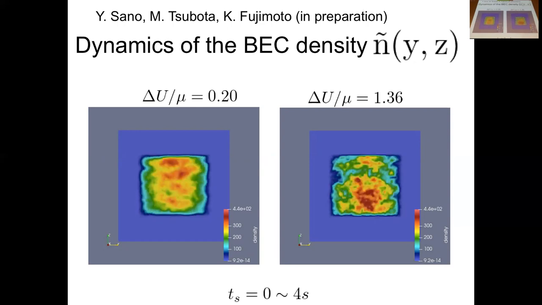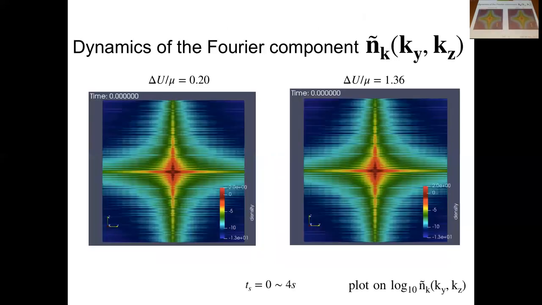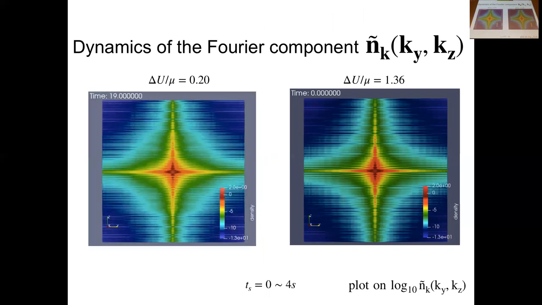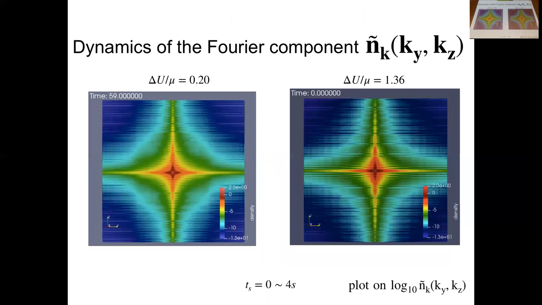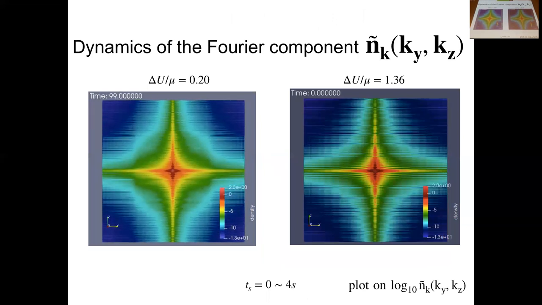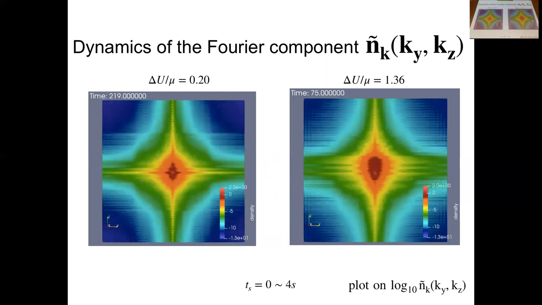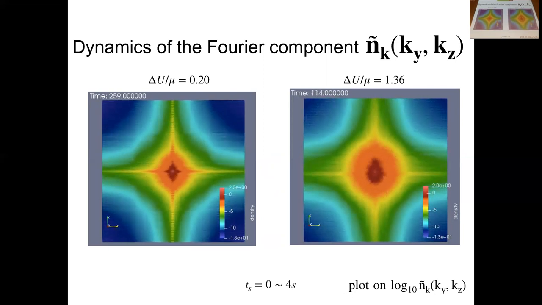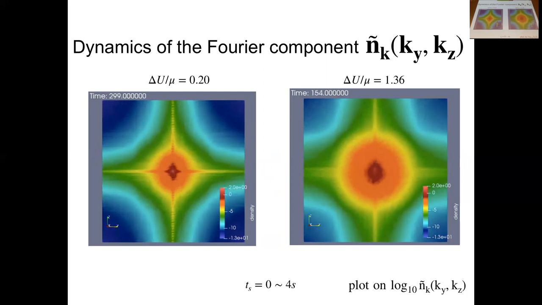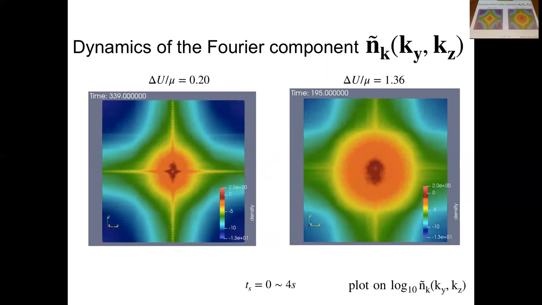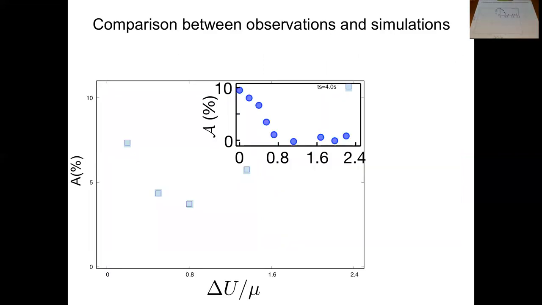Also, we plot the dynamics of the Fourier component. This is a very small excitation case, and this is the Fourier component dynamics. In this case, here is the Bose-Einstein condensate, and they gradually expand. But in a very strong excitation, here is the Bose-Einstein condensate, but it expands rapidly and more isotropically. Probably, I think this is what was observed by the experiments. But still, this is just preliminary. So, okay.